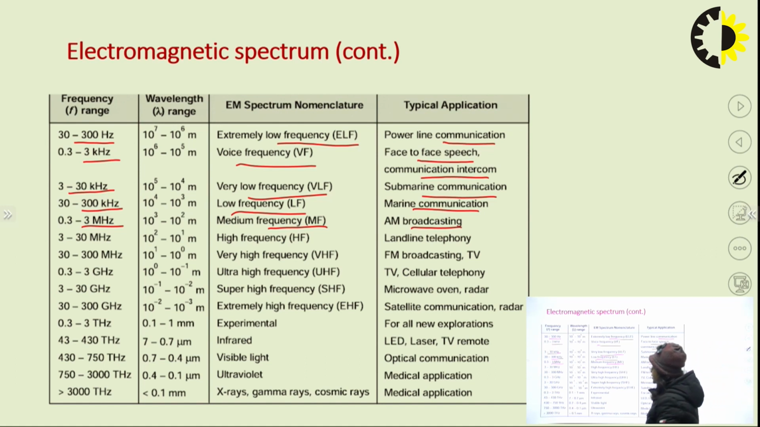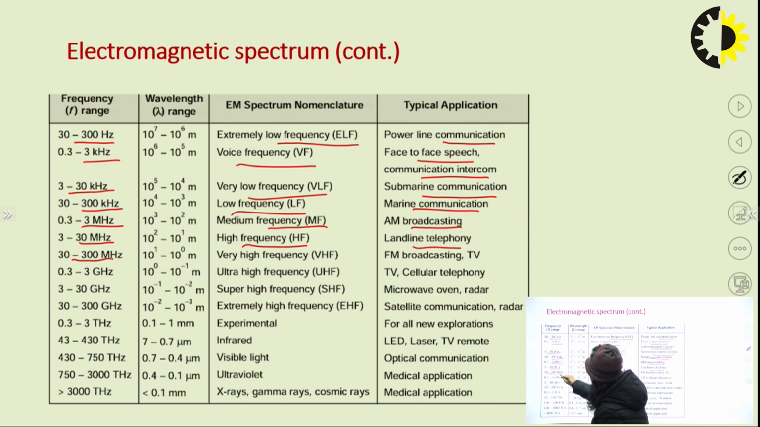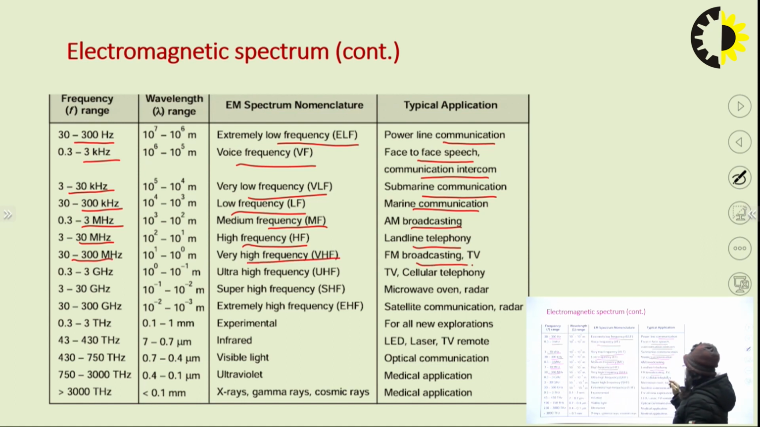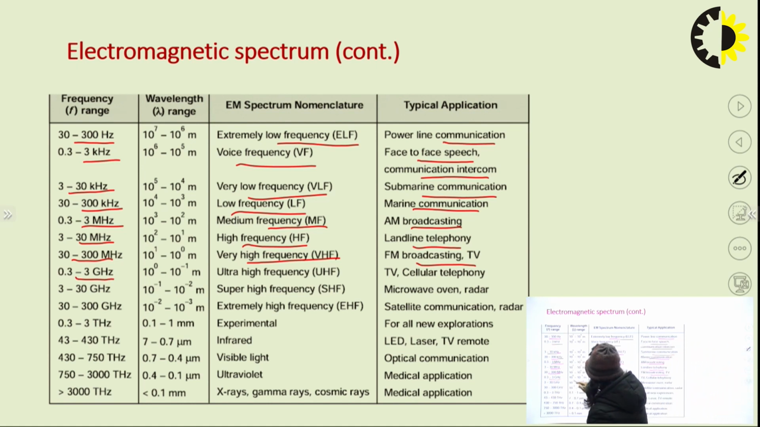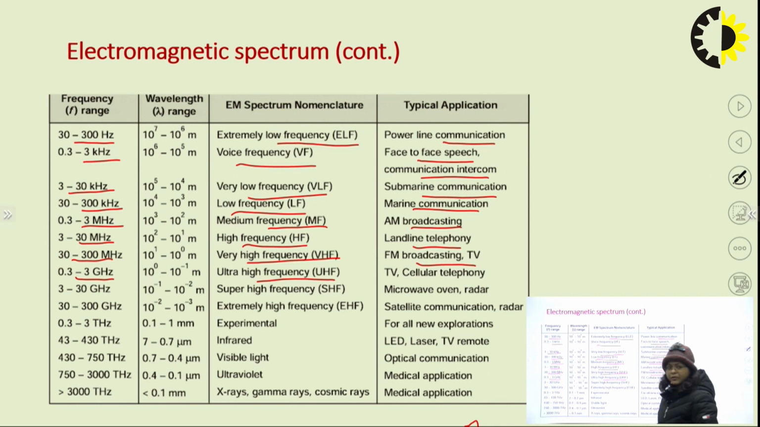3 to 30 megahertz is called high frequency and is used for landline telephony. 30 to 300 megahertz is called very high frequency and is used for FM broadcasting and TV. 0.3 to 3 gigahertz is called ultra high frequency and is used for TV and cellular telephony.